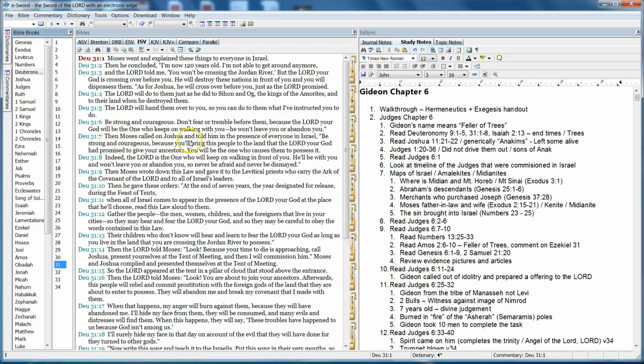Then Moses called out to Joshua and told him in the presence of everyone of Israel, "Be strong and courageous, because you'll bring this people to the land that the Lord your God has promised to give your ancestors.